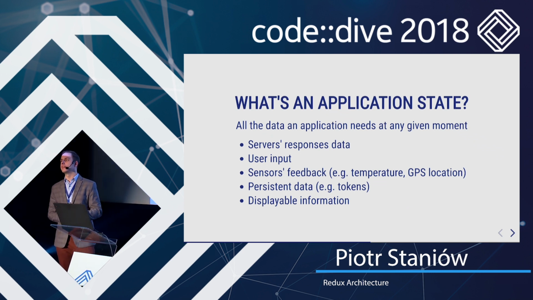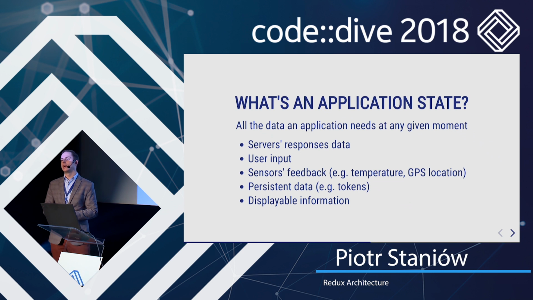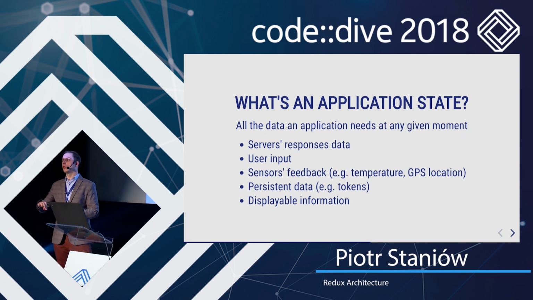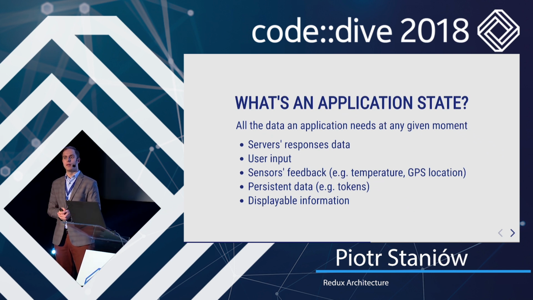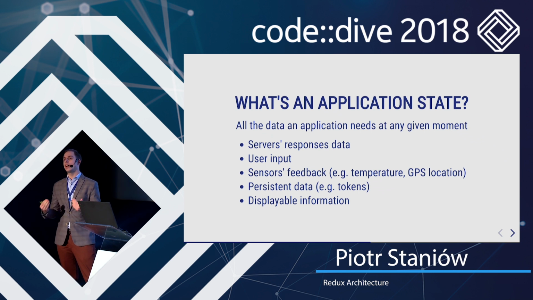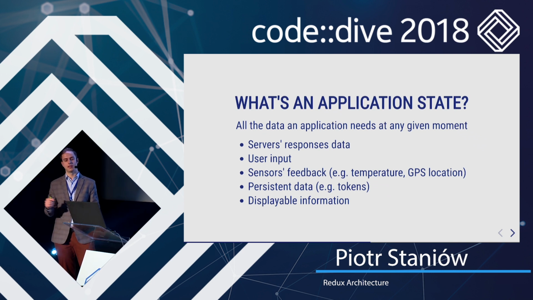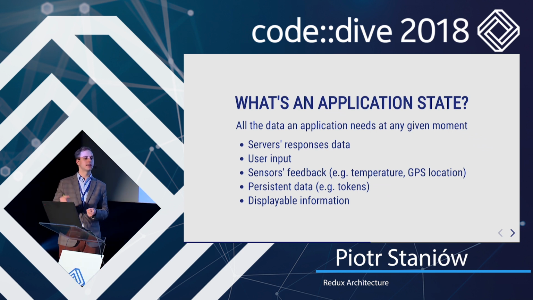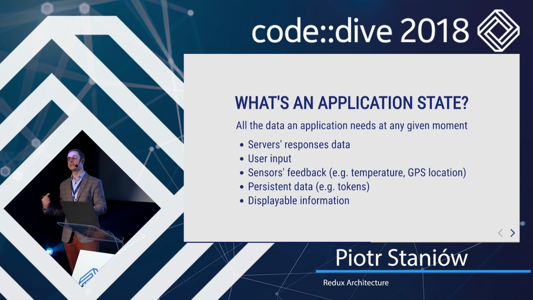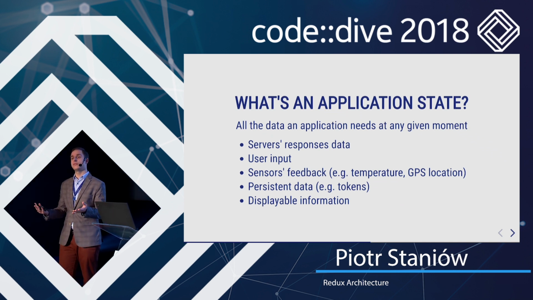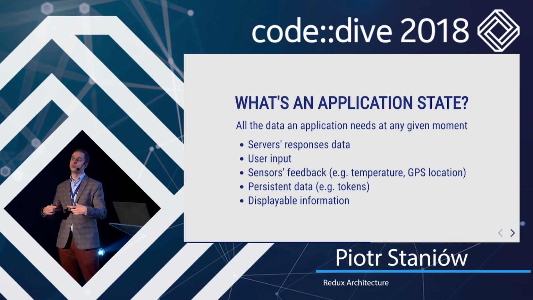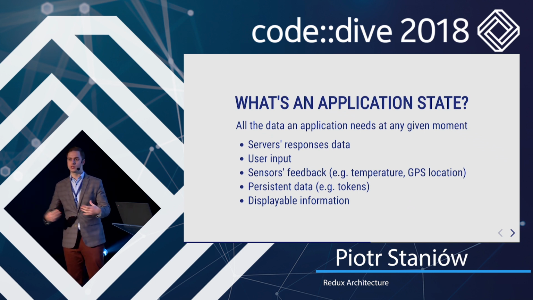It might also be sensor feedback. When you're developing an IoT application that will manage your things, whatever you connect to the master device, they all have some feedback. You might have a temperature controller, a GPS locator, a humidity sensor. They all may need to send some data. And the data you receive from those, or the information you'd like to send them later on, is also application state.